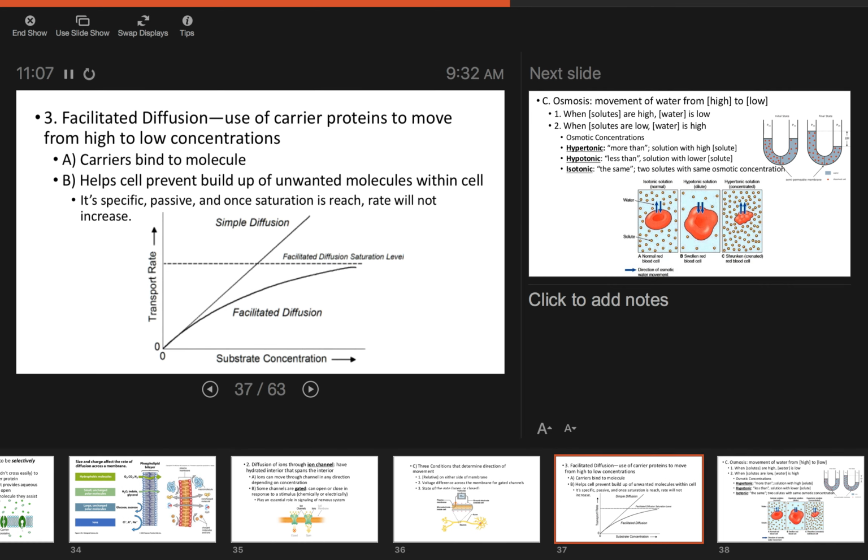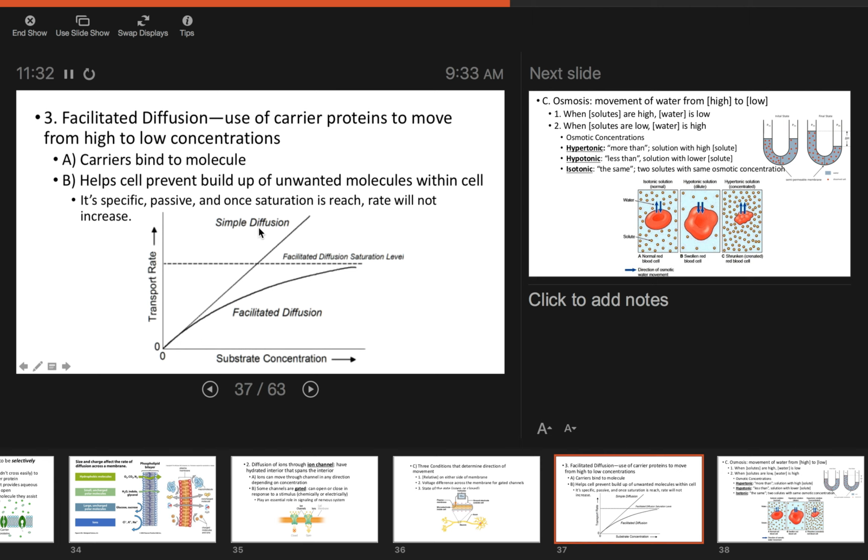Okay, facilitated diffusion means that we are using proteins to help us move substances from high to low. Could be a carrier protein or a channel protein, but carriers bind specifically to a molecule. And once all of those carrier proteins are occupied with the molecule that they are moving, the rate of diffusion will not increase. In fact, it will plateau out because there's no more carrier proteins to latch onto that molecule and move it.